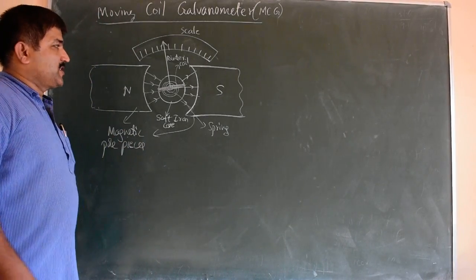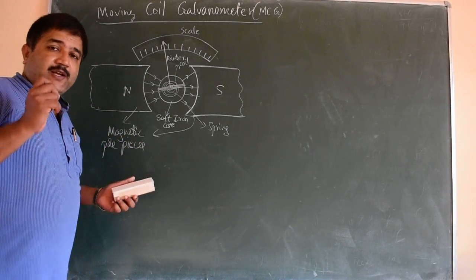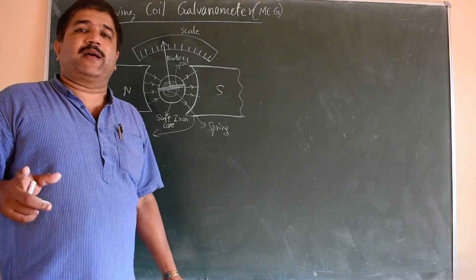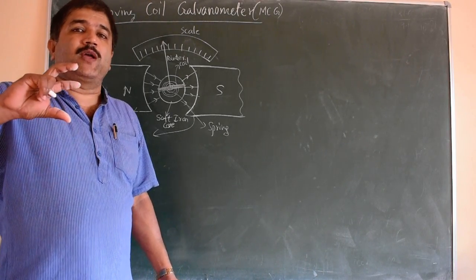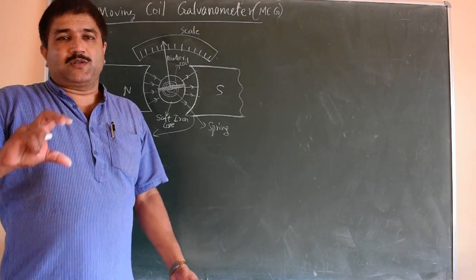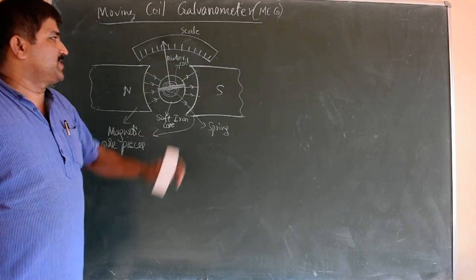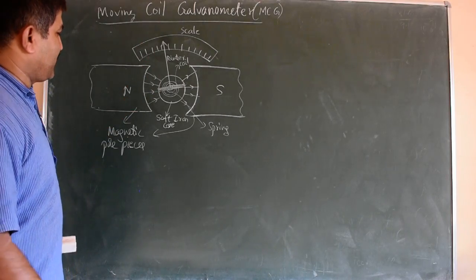So that's about the construction. The principle is, whenever a coil placed in a uniform magnetic field experiences a torque, and due to the torque the coil undergoes rotation, the pointer will show some deflection.